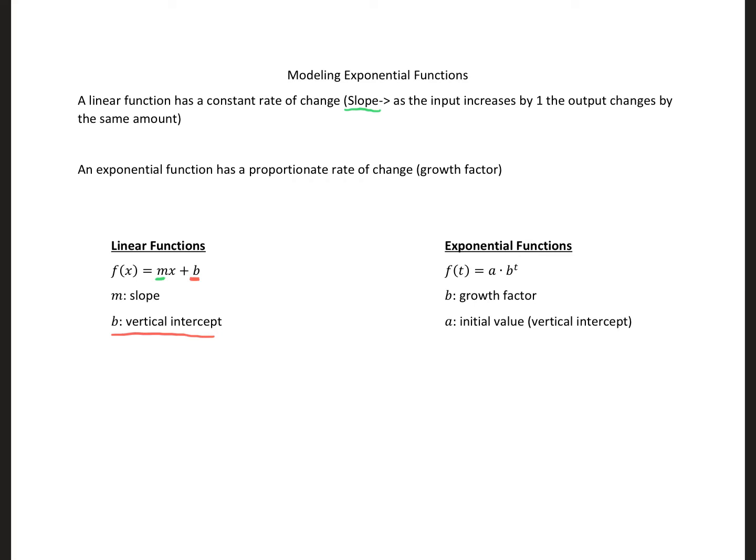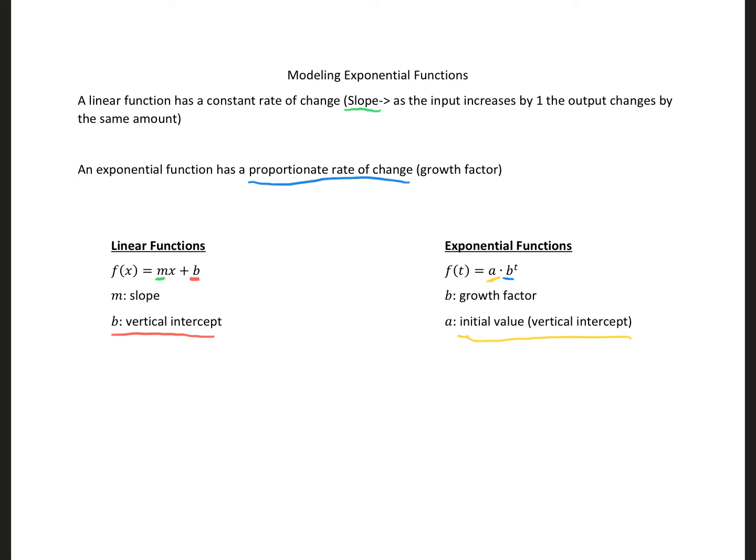What makes a function exponential is that it has what we call a proportionate rate of change. And we're going to talk about how to use that proportionate rate of change to find the growth factor b. B is driving that proportionate rate of change. Then, much like a linear function, we have an initial value or vertical intercept, but this is going to be this a value here, and that is just the output when the input is 0.